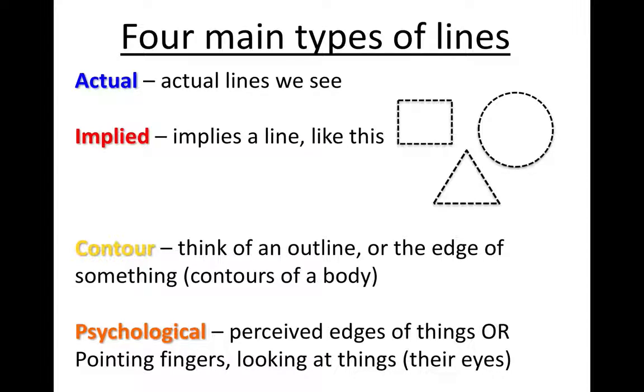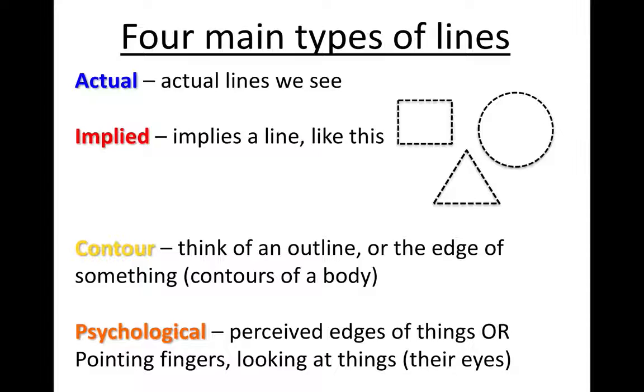So first off, an actual line. Those are the actual lines that we see in this world. So when we see lines on a shirt, or if we look at window blinds, whether they're horizontal or vertical lines, we see them. They are there.